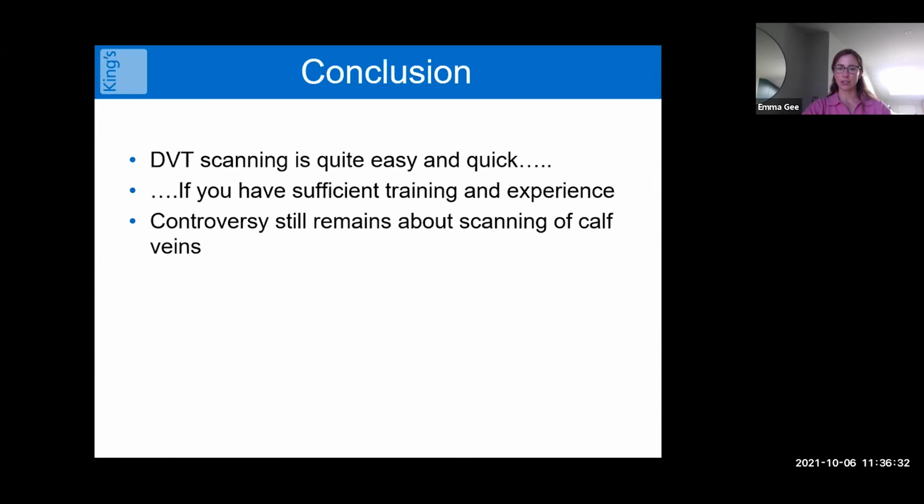And just a little note on the full leg scanning, the DVT Getting It Right First Time report that's just been published asked that question about whether centres were just scanning proximally or whole leg, and 70% of those that responded, which I think was about 90 something centres, said that they did scan the whole leg. So I think that is the predominant practice in the UK.